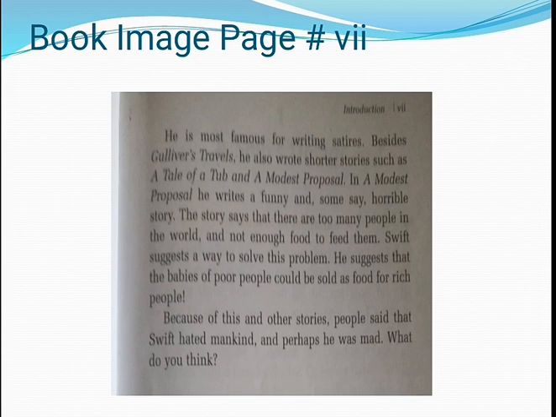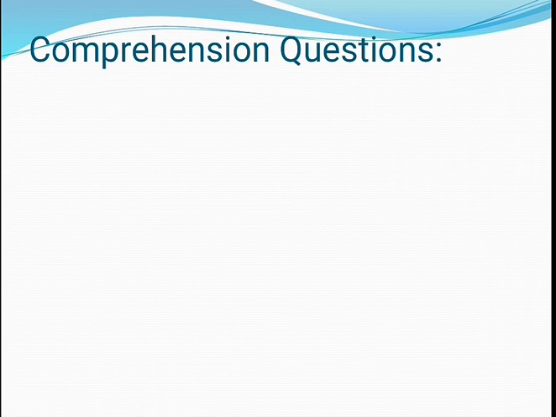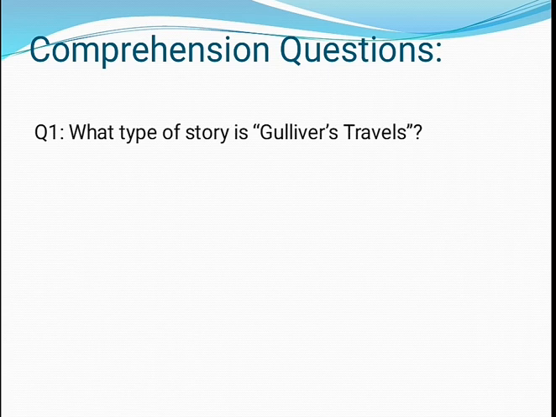Horrible. Why horrible? The story says that there are too many people in the world and not enough food to feed them. And see the suggestion of Swift. Swift suggests a way to solve this problem. He suggests that the babies of poor people could be sold as food for rich people. Oh my God. Because of this and other stories, people said that Swift hated mankind, and perhaps he was mad. What do you think? Was he mad? Or was he a hater of mankind? Just think about that.